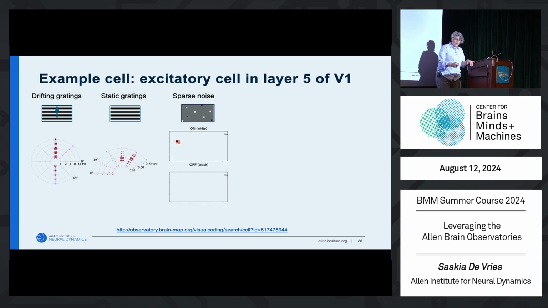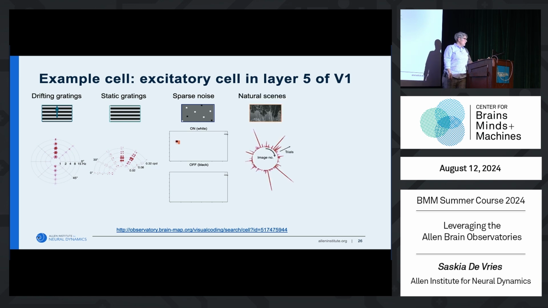We can look at the responses to the sparse noise. So these are black and white spots that are flashed in different positions. We mapped separately the responses to the white spots and the responses to the black spots. This cell in particular only had significant responses to the white spots, kind of on this edge of the screen. So if this was the screen the mouse is looking at, it would be kind of over here.